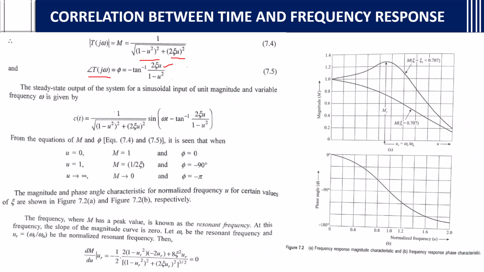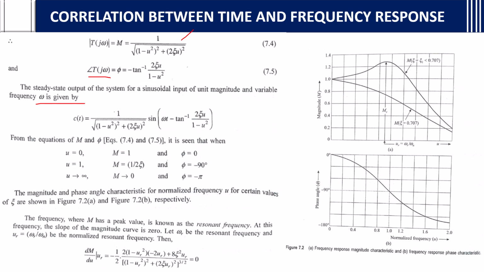Then the steady state output of the system for a sinusoidal input of unit magnitude and variable frequency omega is given by C of t equals M into sine (omega t minus phi), where you substitute the M and phi values you got.